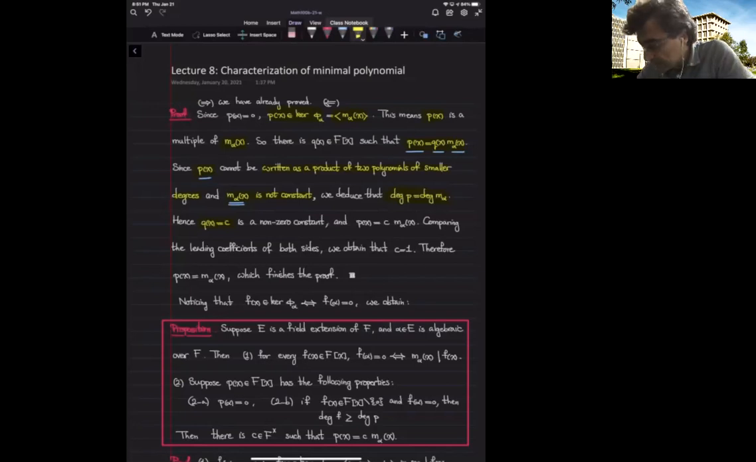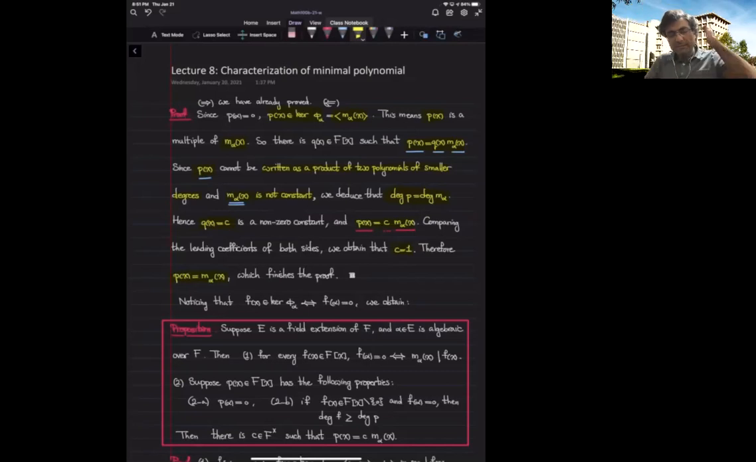Okay, so Q is constant. Therefore, I have this equality for a constant Q. But again, the same technique. We are going to compare the leading coefficient of P with the leading coefficient of the other side. P is monic. M sub alpha is monic. The leading coefficient of the right-hand side is going to be C, and the left-hand side is 1. So altogether, we deduce that this constant C should be 1, which means this polynomial P is precisely the minimal polynomial of alpha over F. And that finishes the proof.